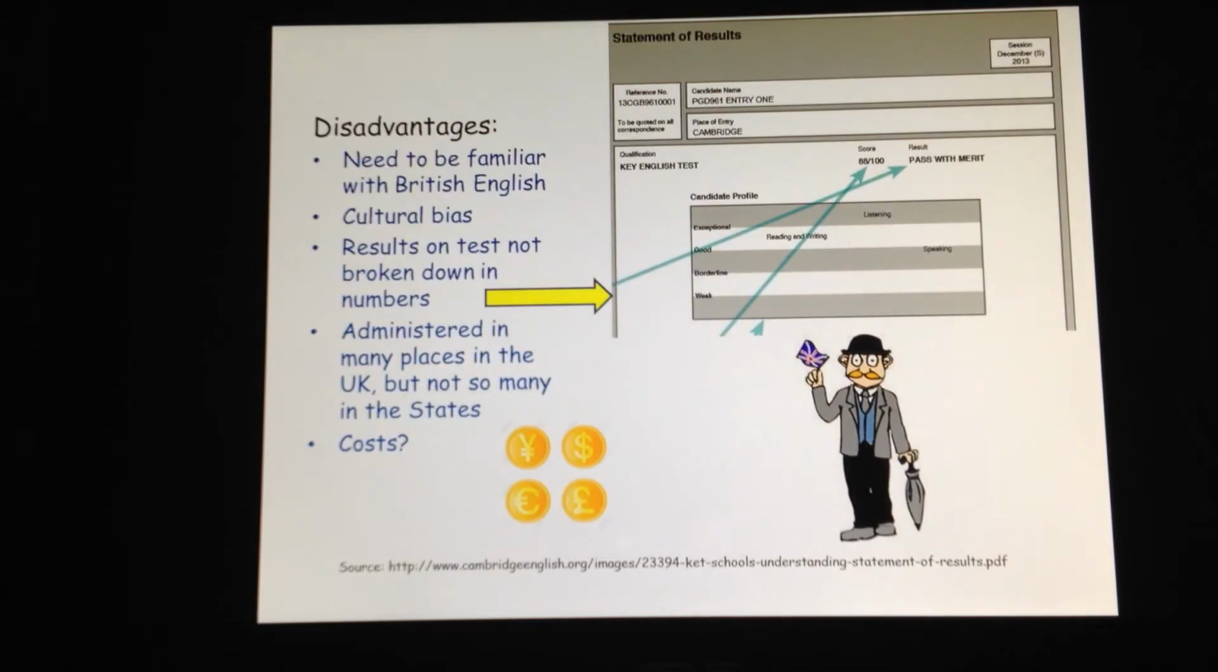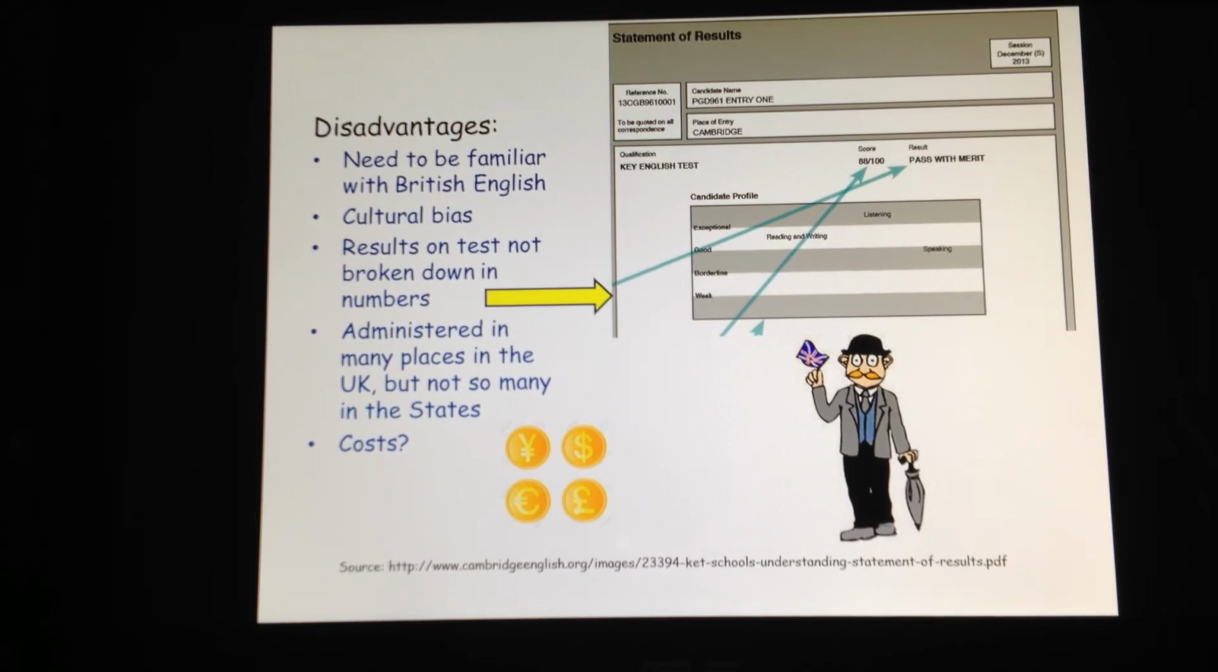So what are some of the disadvantages? Well, the obvious disadvantage is that you need to be familiar with British English, as you could hear from the listening sections. There does, to me, seem to be a cultural bias. For example, the sample listening sections that I listened to, they use names such as James and Sophie. They didn't use names like Kareem or Jabril. So obviously I picture white British people.